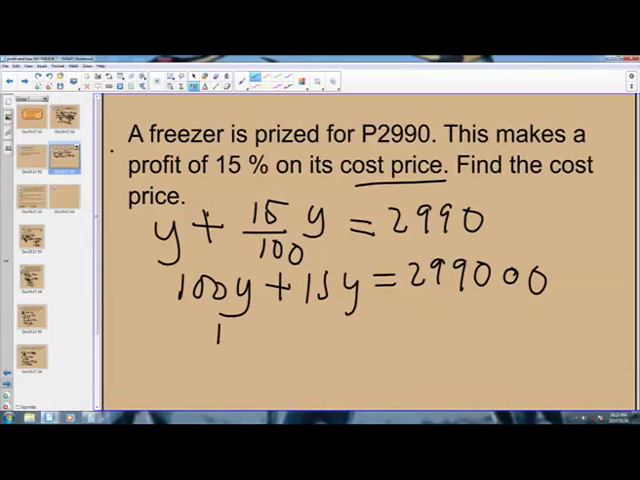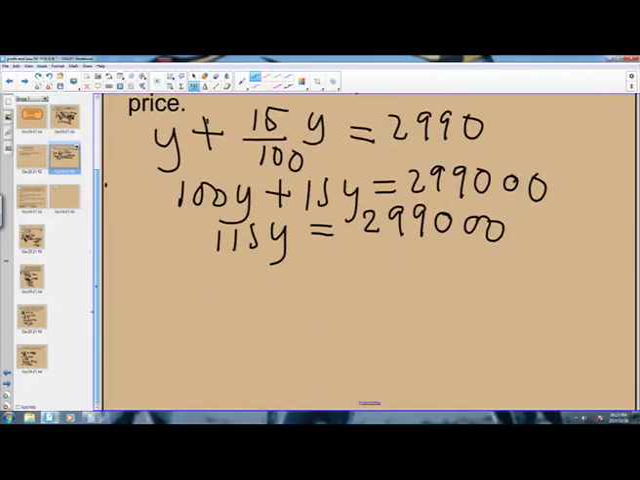So this will be 115y equals 299000. Remember, we are solving for y in this case. Now divide both sides by 115. So it's 299000 divided by 115.